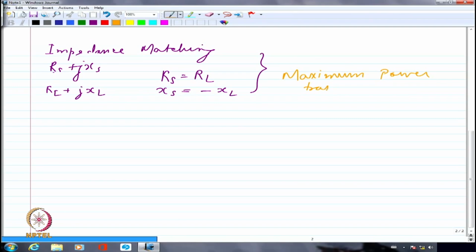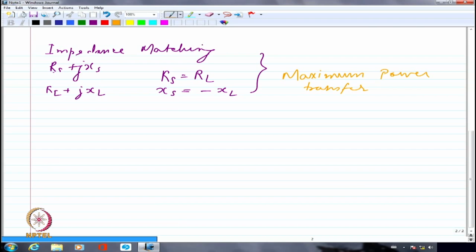Right? So whenever I have an intervening transformer between a source and a load, I will be able to create a situation as though the load impedance and source impedance are being matched, depending upon the turns ratio. You know that from the secondary side, whatever is the impedance, I can look at it from the primary side as (N1/N2)² multiplied by whatever is the impedance on the secondary side.